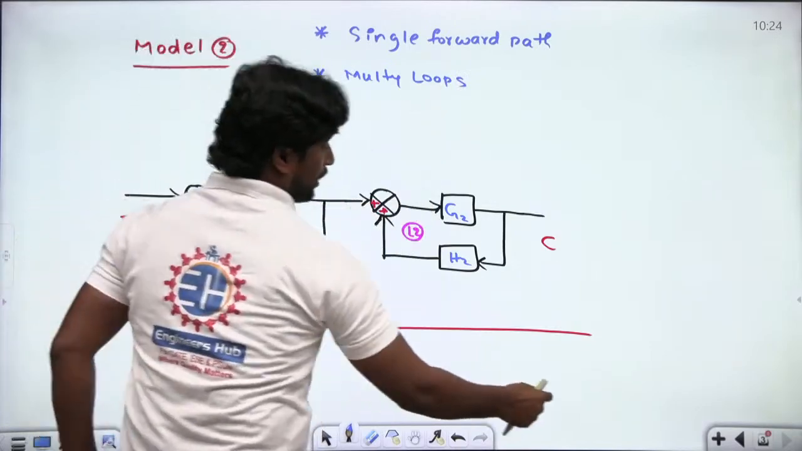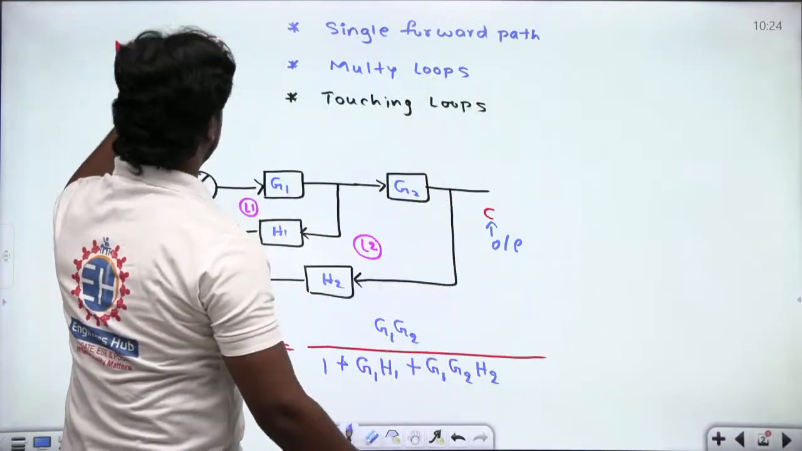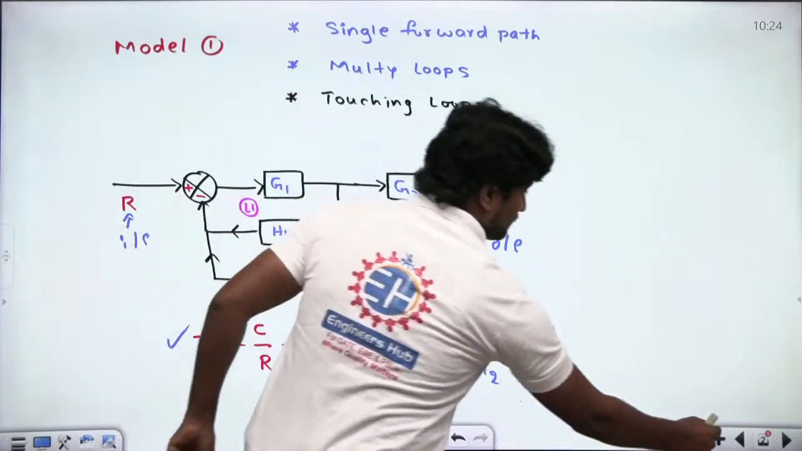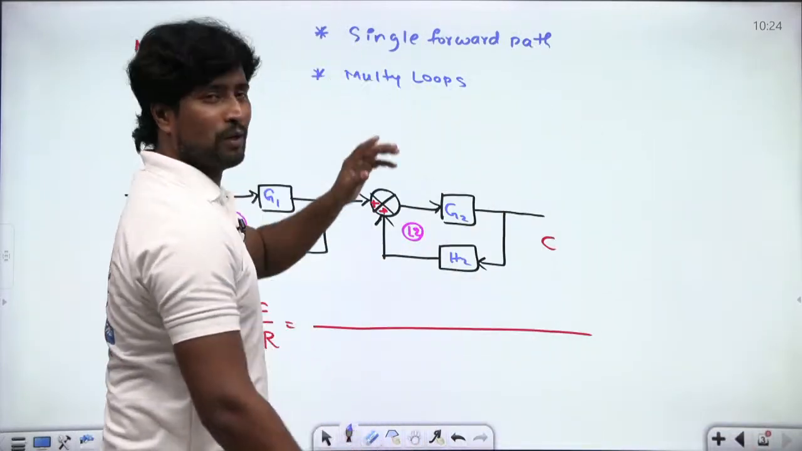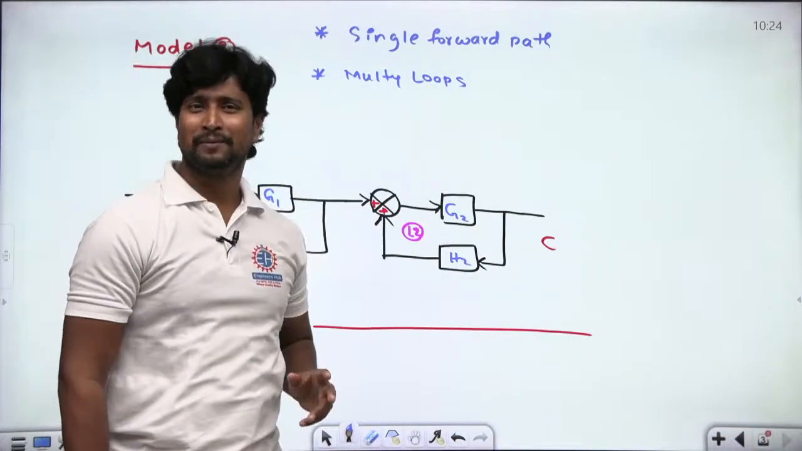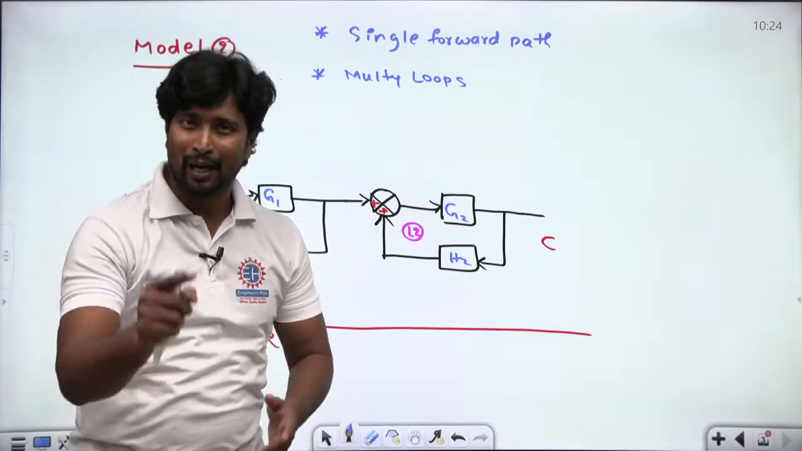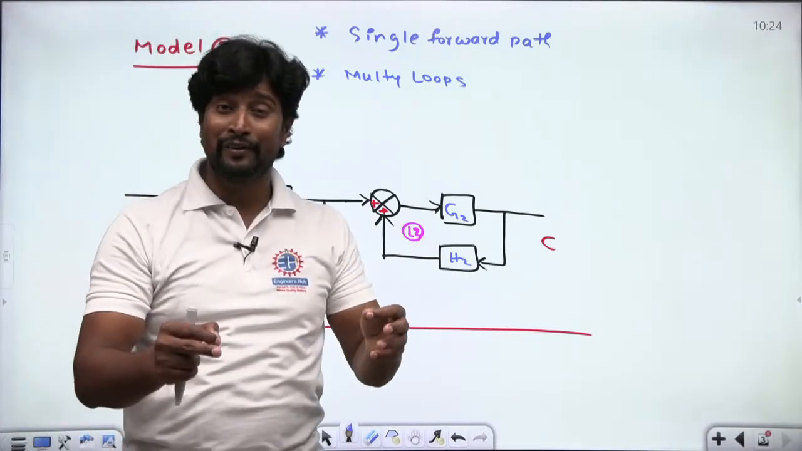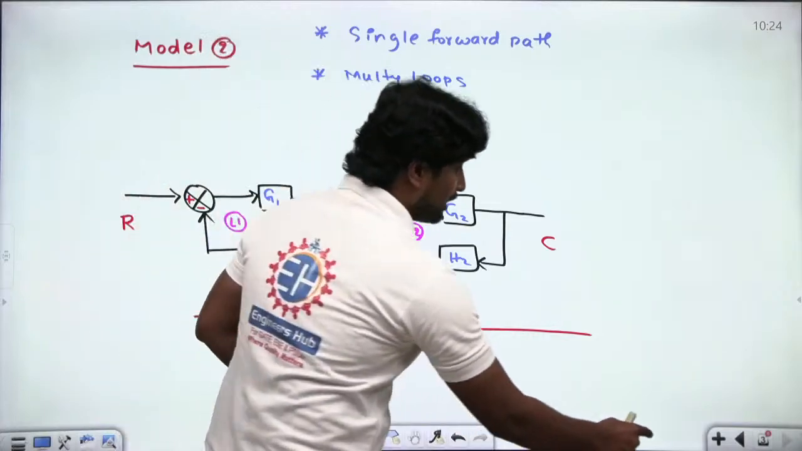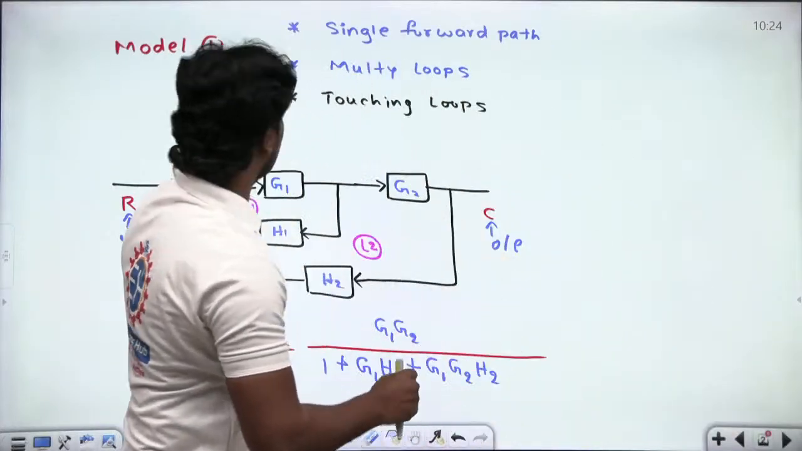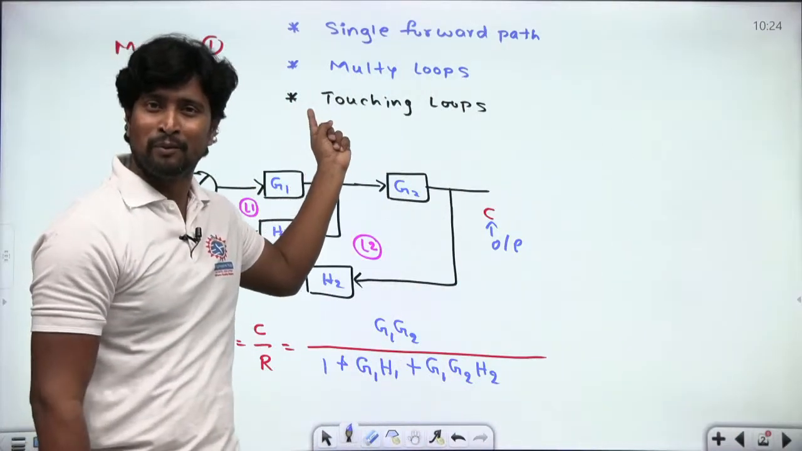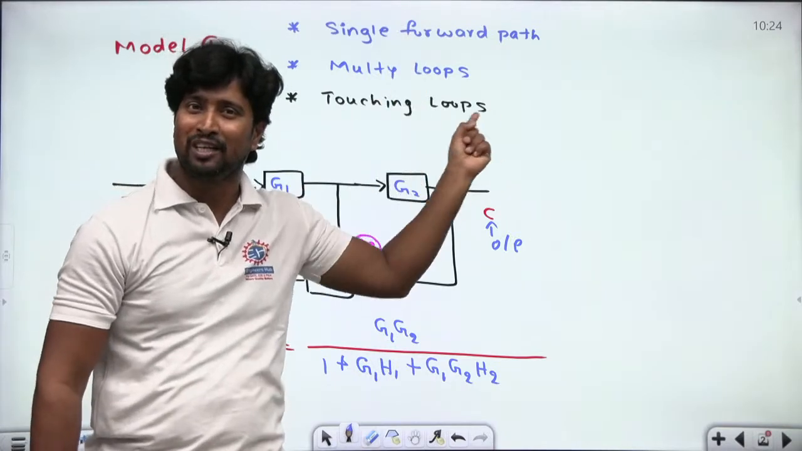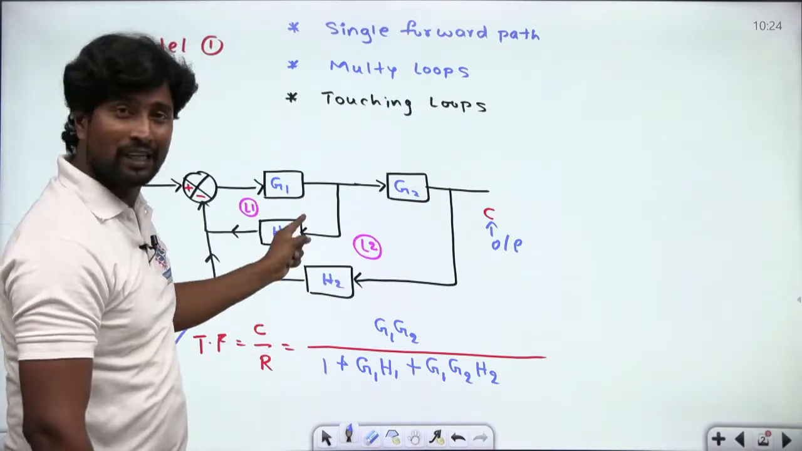Model number two and model number one: the first two points are similar. Where is the difference? Observe carefully. The difference is in the third point. So what is the third point in model number one? Touching loops. Both are touching loops. Check once, here both are touching loops.